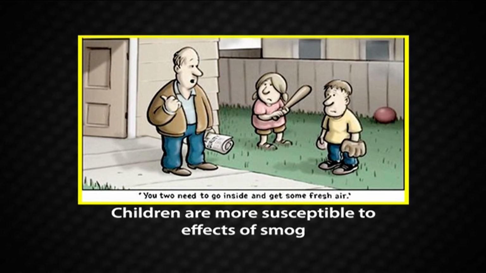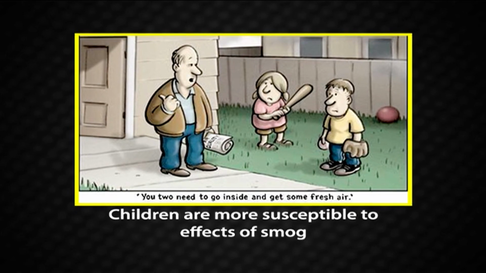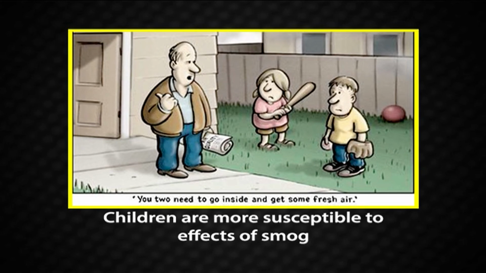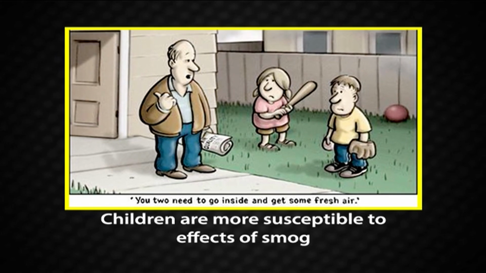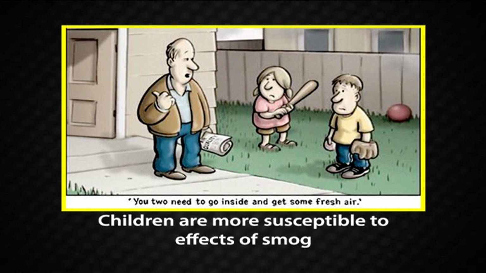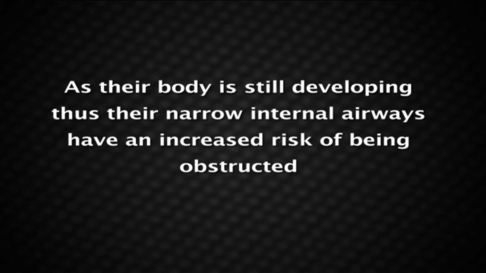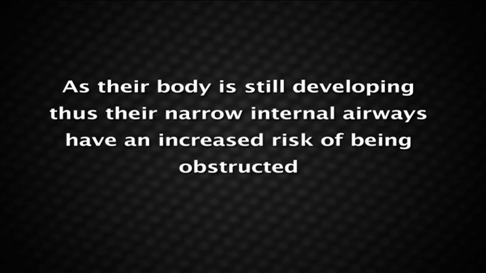The people who are more prone to the effects of smog are children, elderly people and people with impaired lung function. Children tend to spend more time outdoors, mainly in favorable weather conditions, that is during clear sky and warmer temperatures, which is when photochemical smog is more prevalent. As their body is still developing, thus their narrow internal airways have an increased risk of being obstructed.